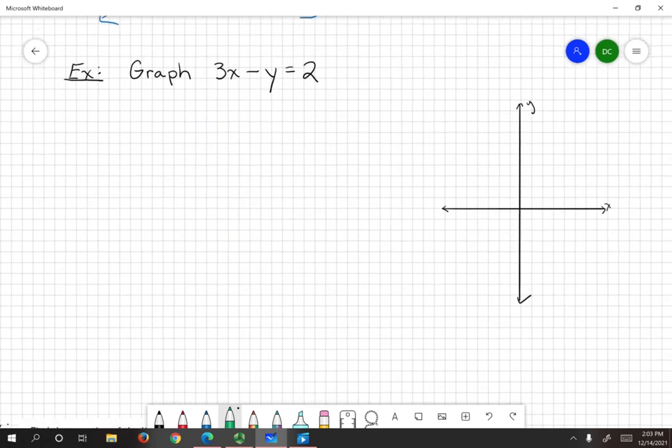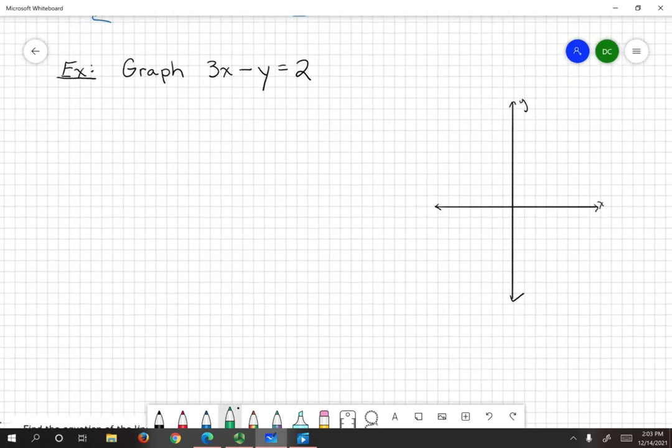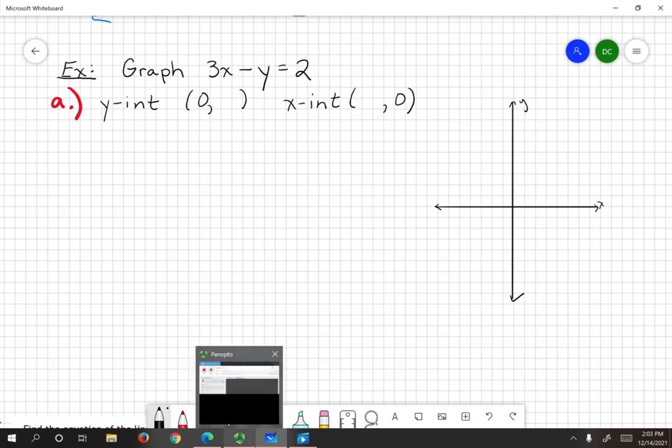How about this one? Let's do another one, because it was so much fun. All right. First, let's use intercepts. Remember, the y-intercept occurs when I plug a 0 in for x. The x-intercept occurs when I plug a 0 in for y. So take a moment and pause this and see if you get the x and y intercepts.